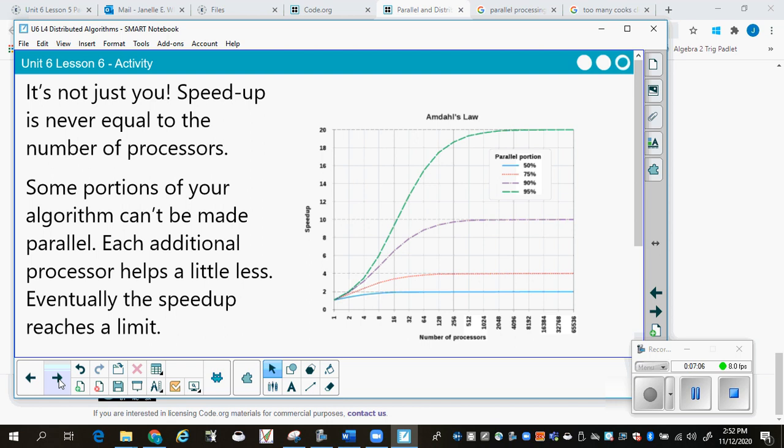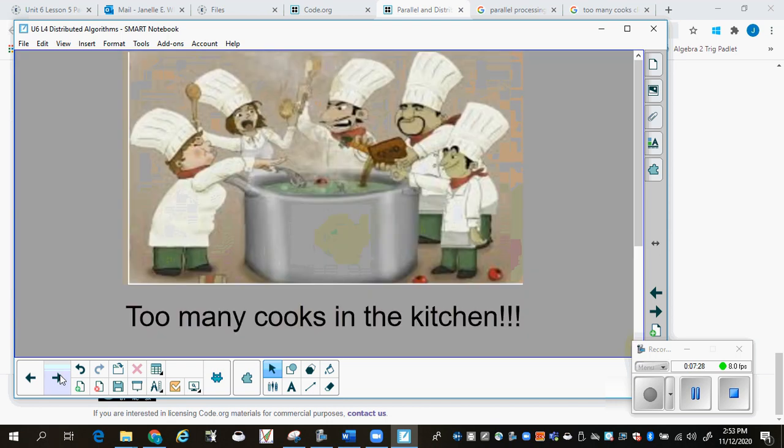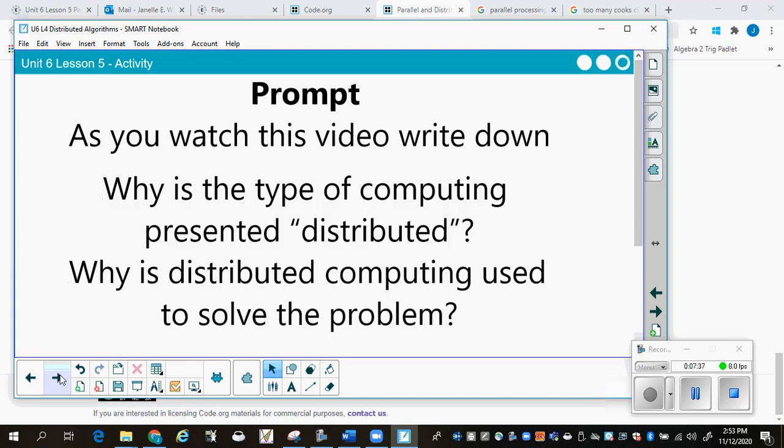It's not just you. Speed up is never equal to the number of processors. This isn't just a let's let people sort problem. This is computers too. Some portions of your algorithm can't be made parallel. Each additional processor helps a little less. Eventually, the speed up reaches a limit, and there's no reason to split it up further. This is too many cooks in the kitchen. Too many people doing things, too many computers doing things, and it just bogs it down. It makes it more complicated than it should.